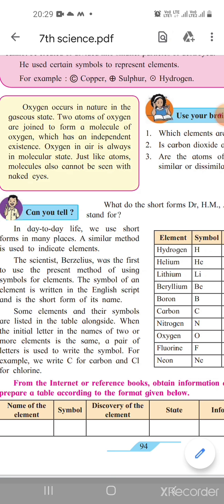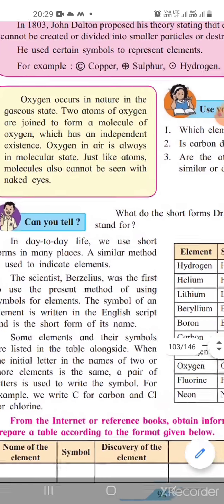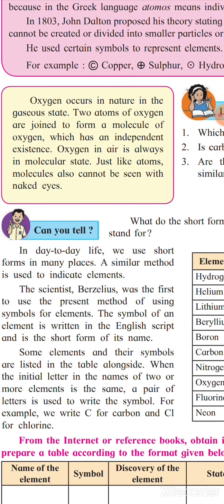Oxygen occurs in nature in the gaseous state. Two atoms of oxygen are joined to form a molecule of oxygen, which has an independent existence. Oxygen in the air is always in the molecular state. Just like atoms, molecules also cannot be seen with the naked eye.